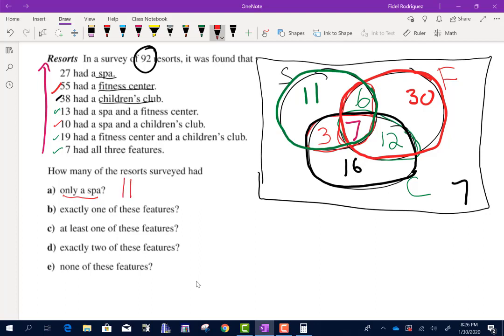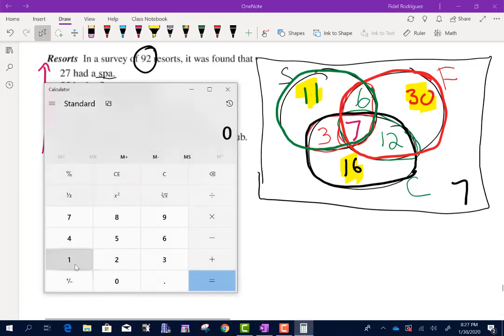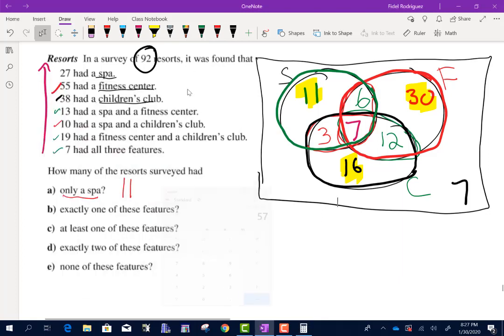Okay. Now, exactly one of these features. Exactly one is going to be either they only have the spa, or they only have the fitness center, or they only have the children's club. So those three numbers that I highlighted, I'm going to add them together. So we're going to say 11 plus 30 plus 16 gives me 57. So right here, we're going to type in 57. All right, and so let me pause this real quick.